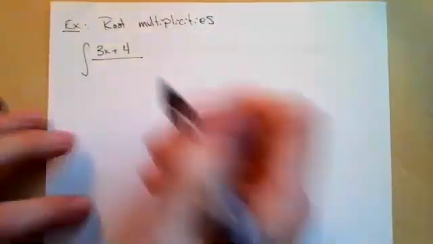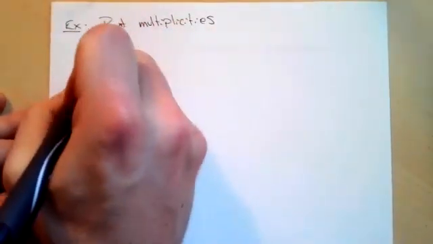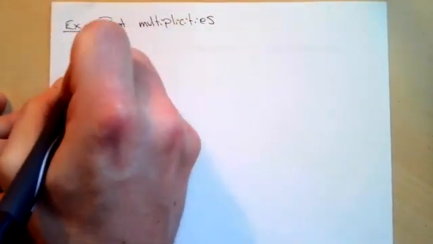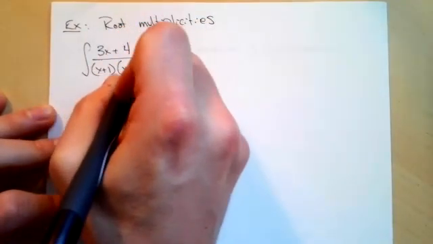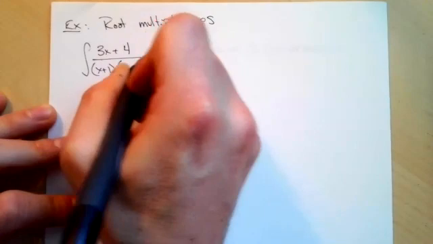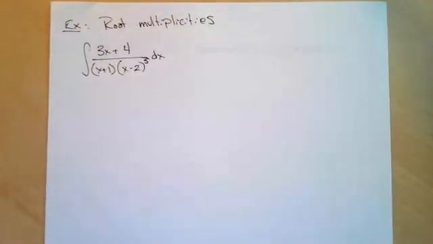And let's do something like, let's see, we got (3x plus 4) over... sorry, I'm getting a little off screen... (x plus 1) times (x minus 2), and let's say cubed. There's actually two different ways to do this, so I kind of want to go through both.